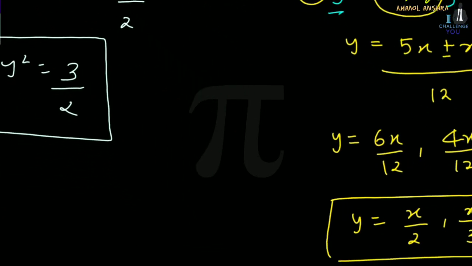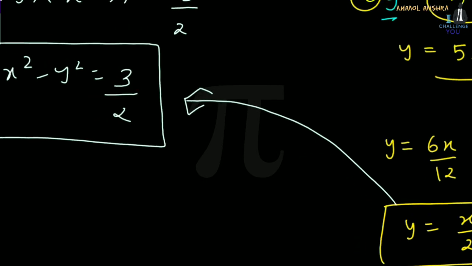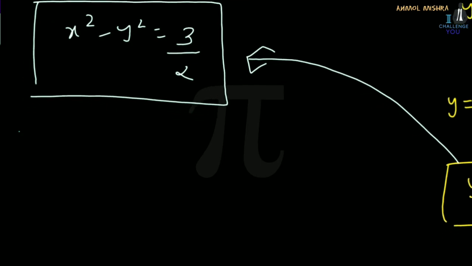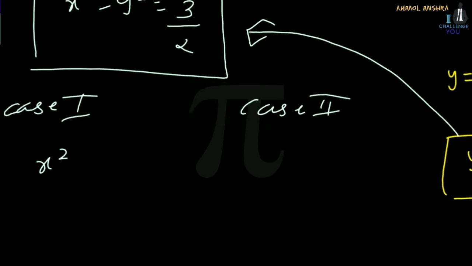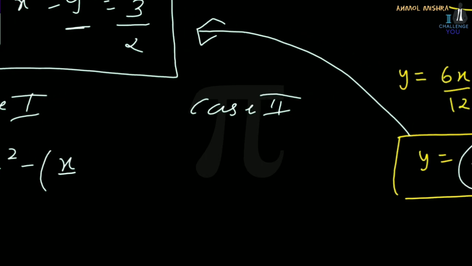Now the value of y which we obtained, that is root y is equal to x by 2, comma x by 3. These two values of y we will put over here and obtain the value of x, because this whole equation will be in terms of x, so it can be obtained. So I will write case 1, and then we will move to case 2. So case 1 we will take x by 2, so x square as it is. Now substituting y with x by 2, so x by 2 the whole square, and that is equal to 3 by 2.